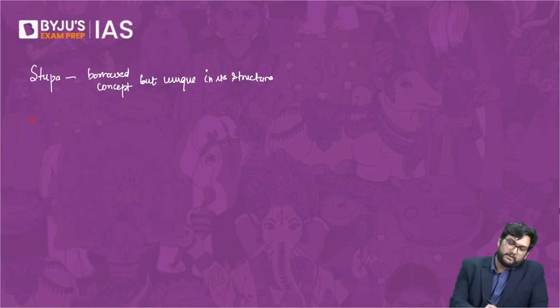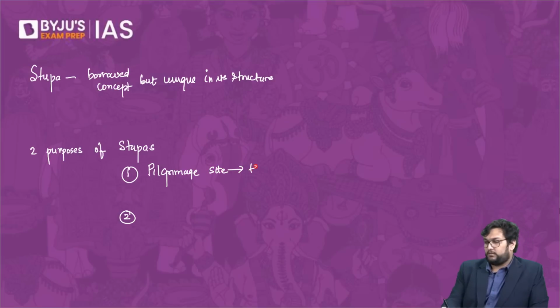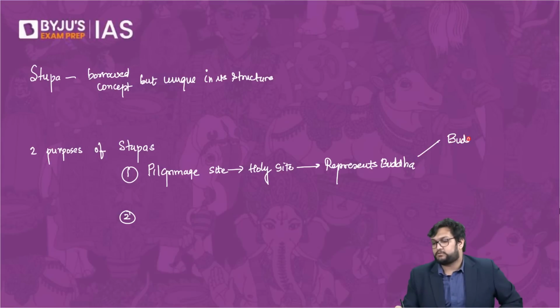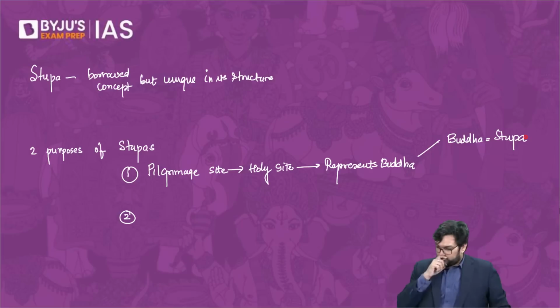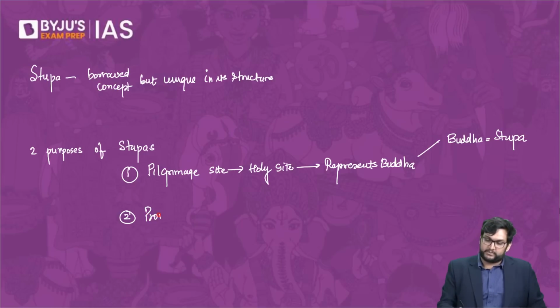Thereafter, Kumar, you've done ancient with me. Thereafter, I've also established the two purposes of stupas. One is, it is a pilgrimage site, holy site, represents Buddha. And understand one thing, mostly Buddha is represented in stupa only. So if you have a stupa, you are basically representing Buddha. Second is propagation.